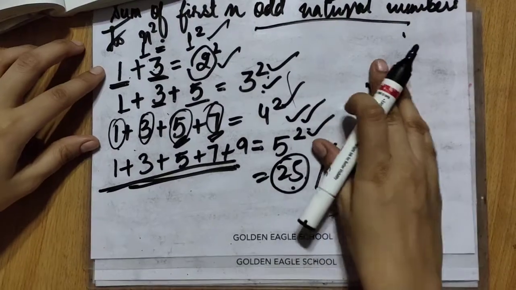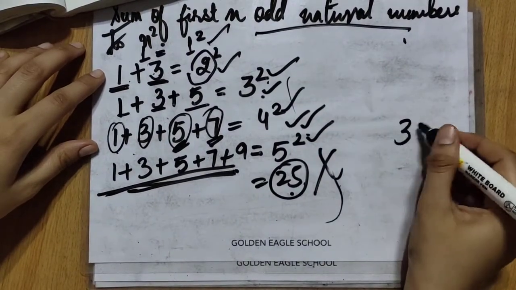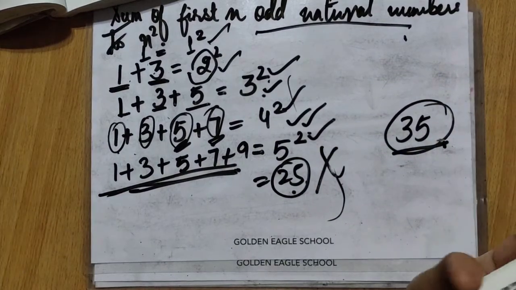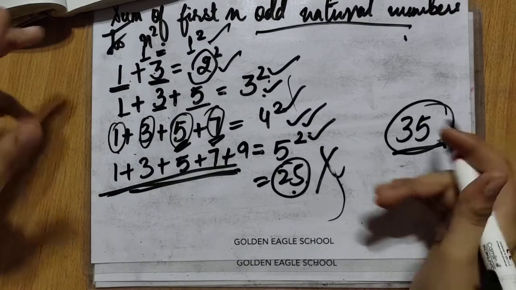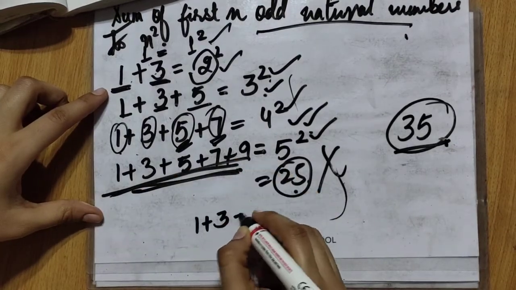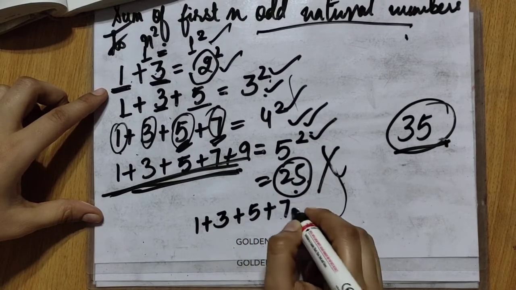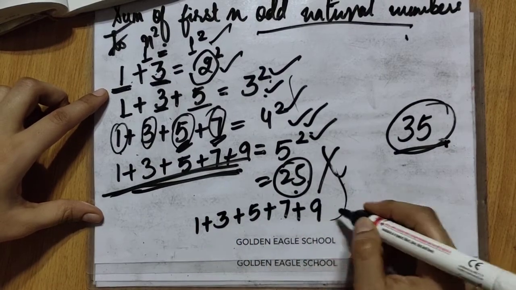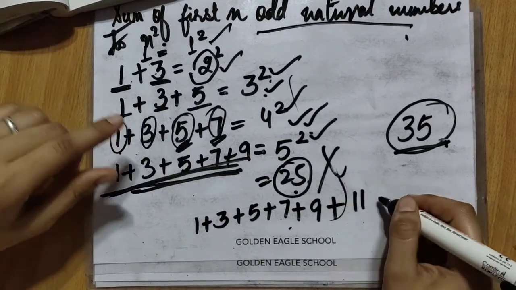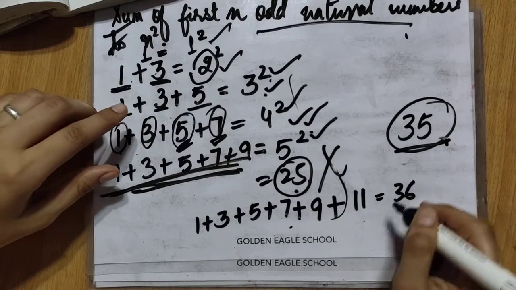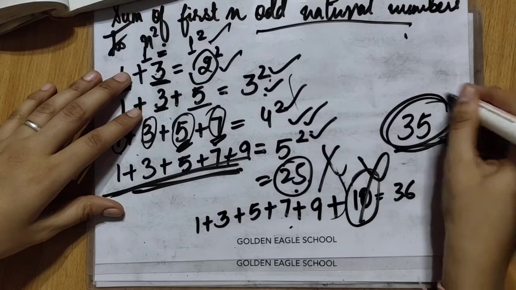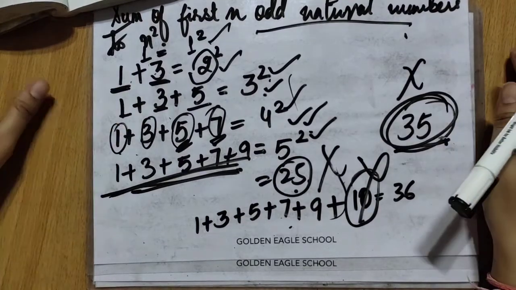For example, we can check 35. We have to find, is it a sum of first n odd natural numbers? We'll continue writing 1 plus 3 plus 5 plus 7 plus 9. This is 25, plus 11 is 36. So for 35 we'll have to add 10, and 10 is not an odd natural number. So 35 is not a perfect square.